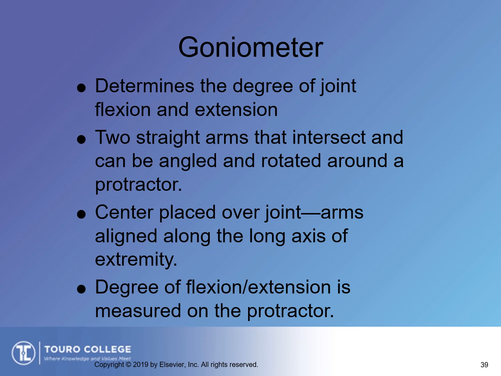Goniometer, it determines the degree of joint flexion and extension. Two straight arms that intersect and can be angled and rotated around a protractor. So this is really good for someone who works in orthopedics. You can measure the degree of extension and flexion. They use this a lot in physical therapy so that they can determine progress.